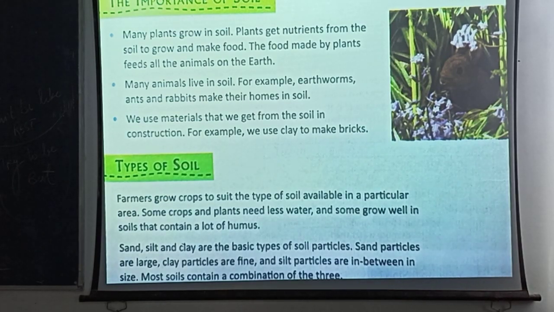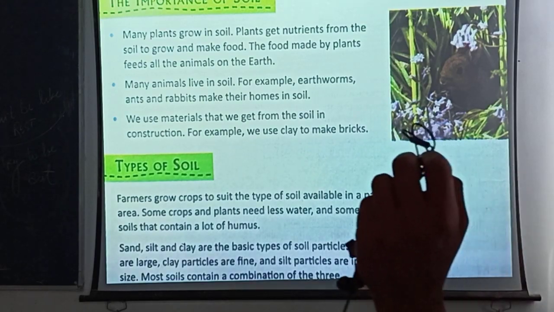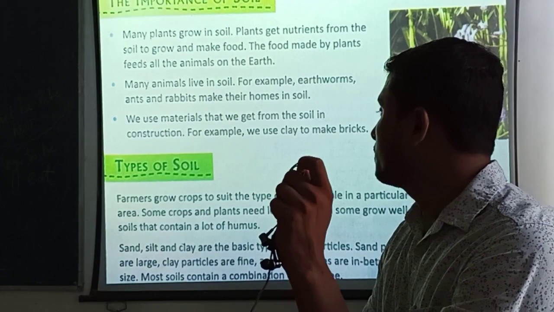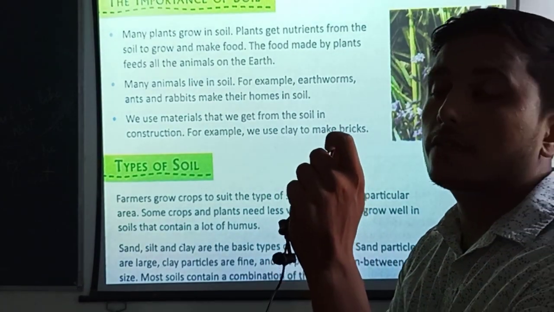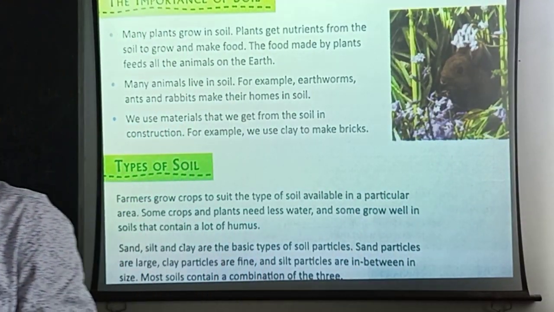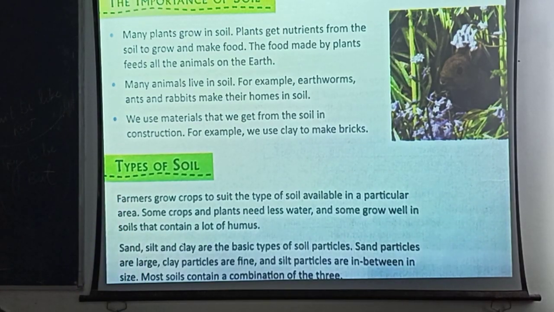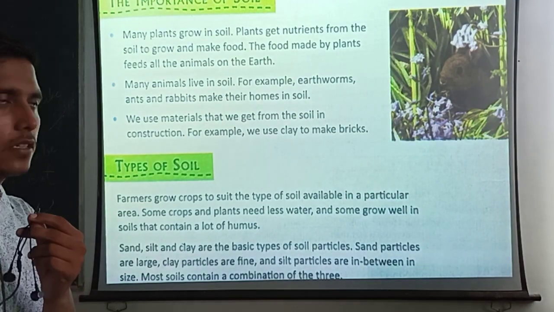The food made by plants feeds all the animals on the earth. So the food which we all get from plants feeds all the animals on the earth. Even we are animals, and we are also fed by the growth of plants. Many animals live in soil. For example, earthworms and rabbits make their homes in soil. We have seen this also, right?